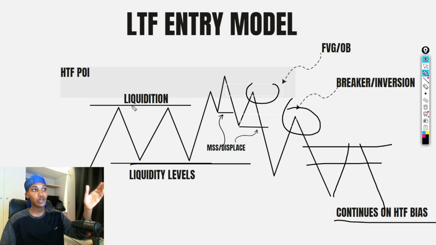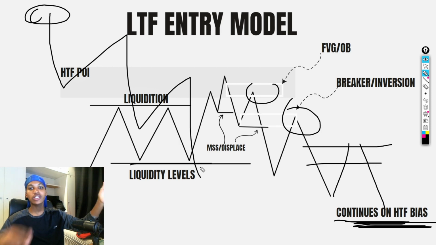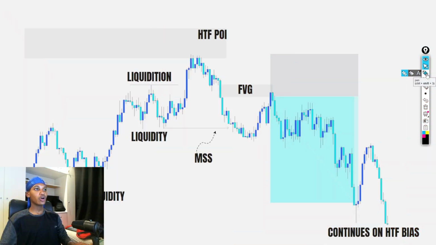But as long as you see your entry model, you see the liquidation, and you still have your higher time bias, your higher time targets, and you also understand where price is coming from, and it's still continuing this bearish trend in this example, you can still continue targeting lower. Now, this is an example of this on the chart.